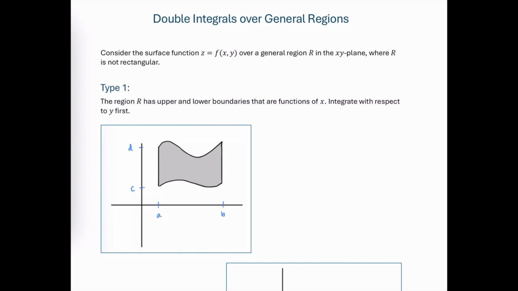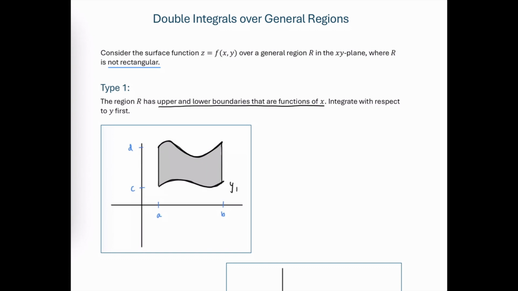We're now going to look at double integrals over general regions that are not necessarily rectangular. And we're going to focus on two main types. The first type is going to be where we have upper and lower boundaries that are functions of x. So our region here has a function of x that is an upper boundary, and also a function of x that is a lower boundary.